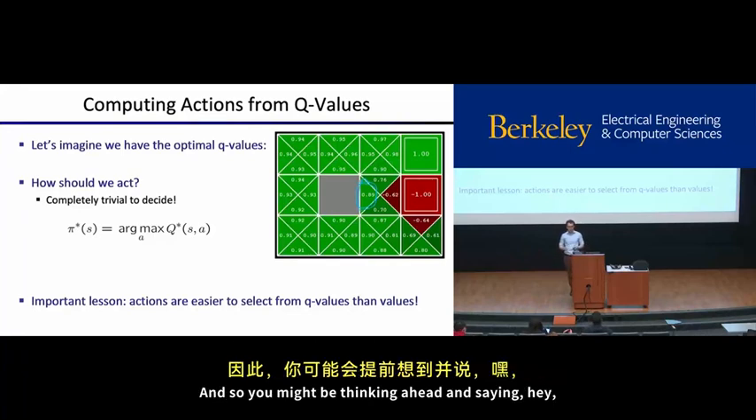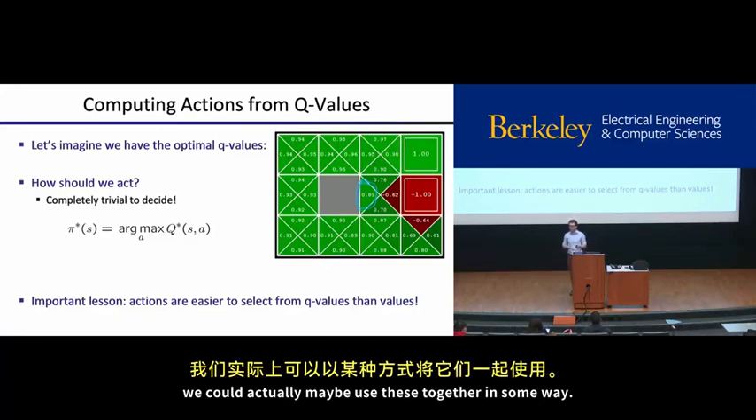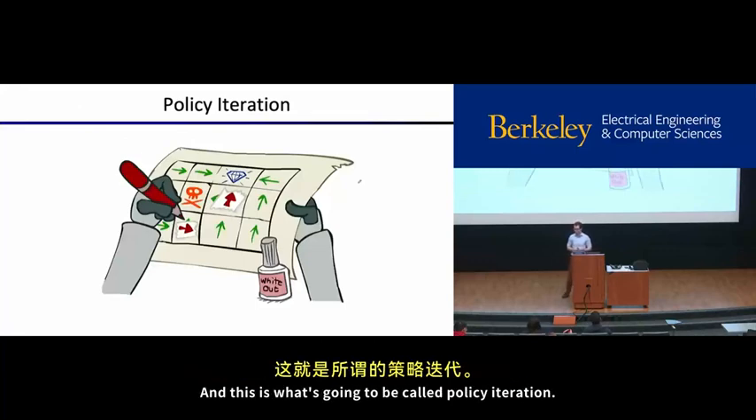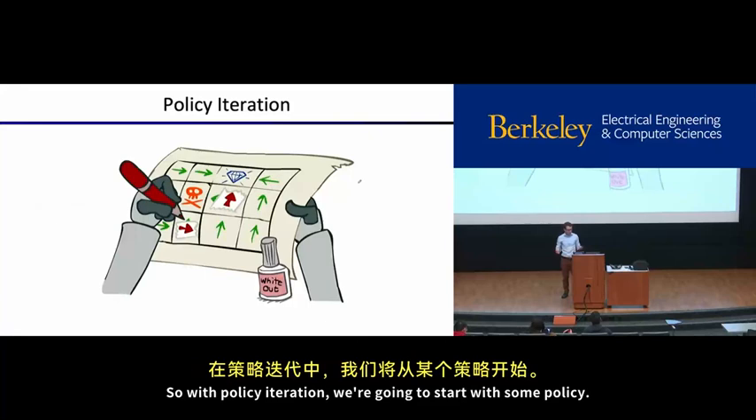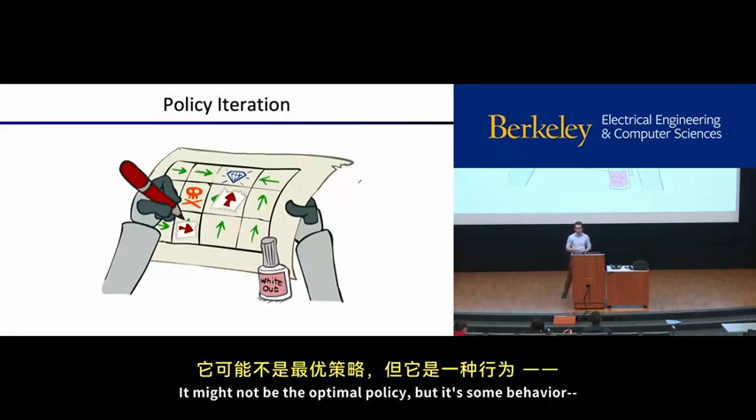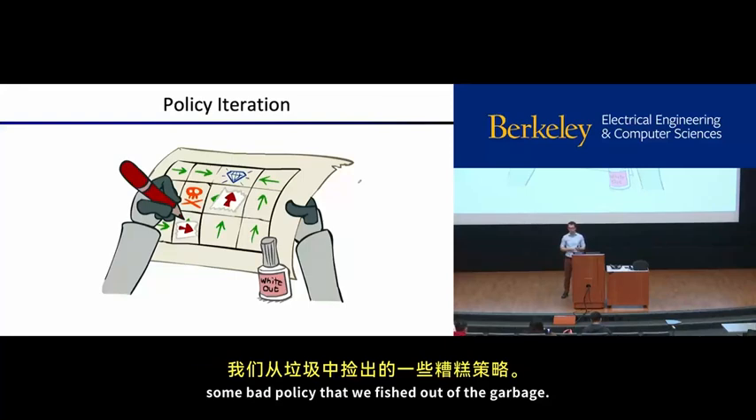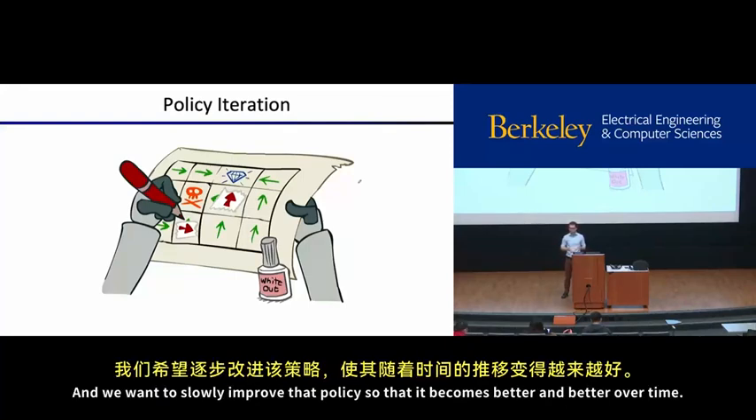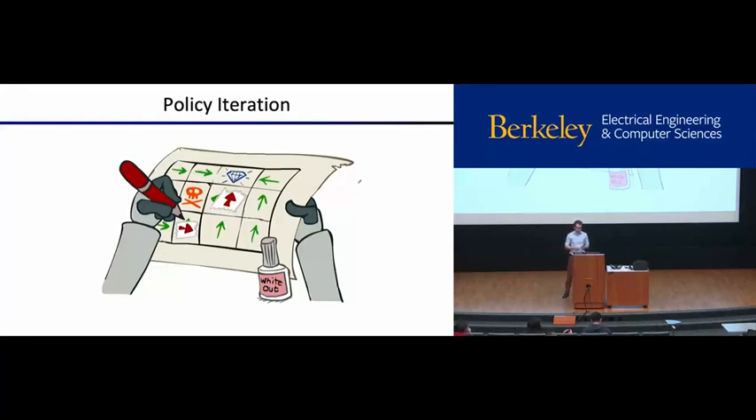And so you might be thinking ahead and saying, hey, we could actually maybe use these together in some way. And this is what's going to be called policy iteration. So with policy iteration, we're going to start with some policy. It might not be the optimal policy, but it's some behavior, some bad policy that we fished out of the garbage, and we want to slowly improve that policy so that it becomes better and better over time.